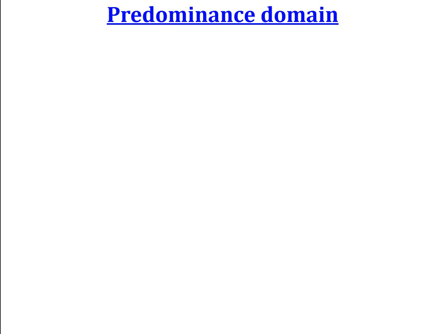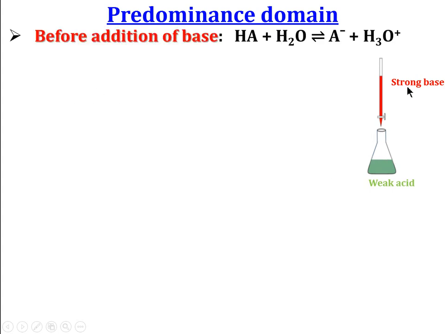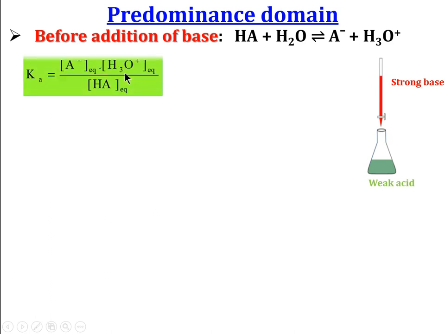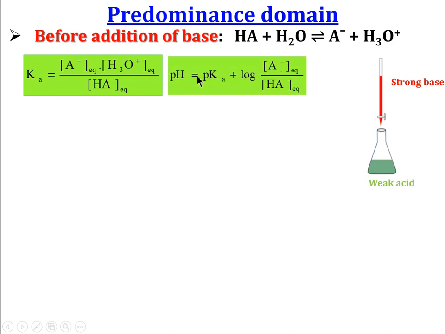Domain of predominance in the titration of a weak acid by a strong base. Consider a weak acid HA in a beaker, and we add a strong base from the burette. Before the addition of the strong base, we have a dissociation reaction of the weak acid in water: HA plus H2O gives A minus plus H3O plus, and the couple HA/A minus is characterized by Ka equal to A minus times H3O plus divided by HA. The pH of the solution can be deduced from the Henderson equation: pH equals pKa plus log A minus in the solution divided by HA in the solution.